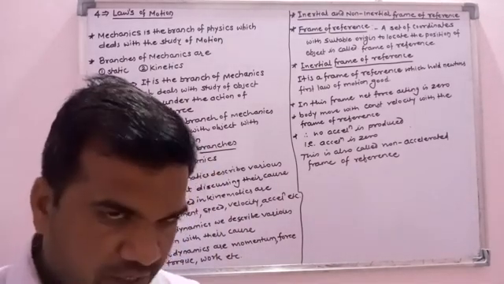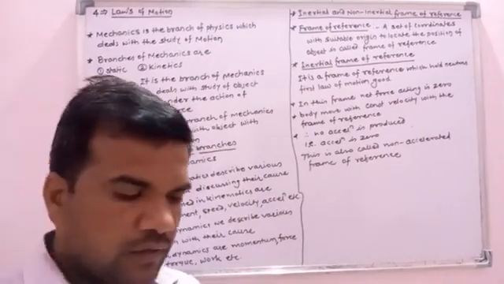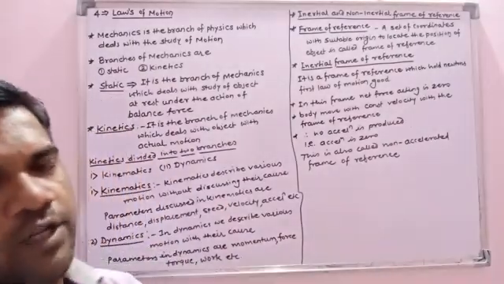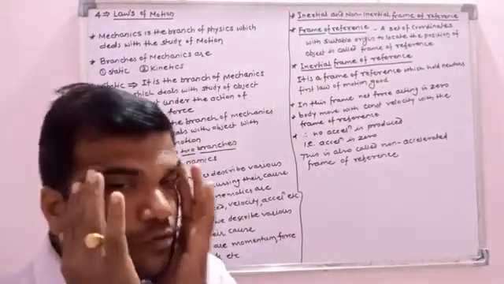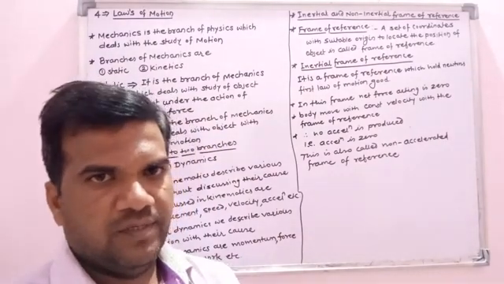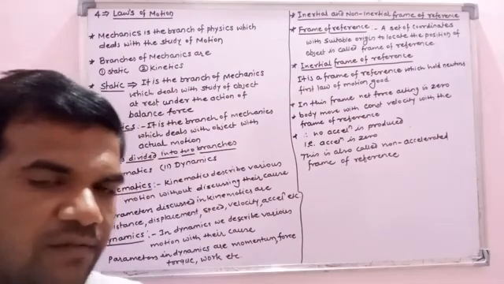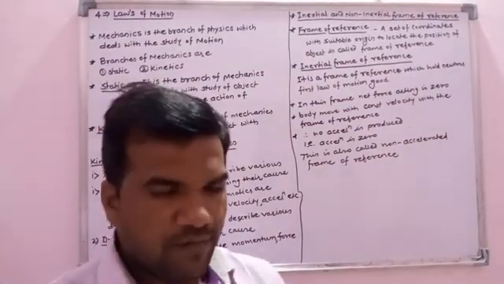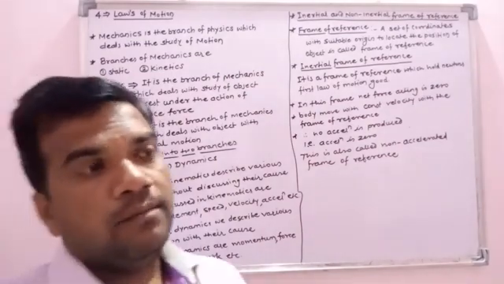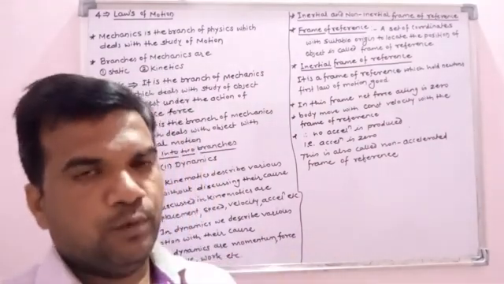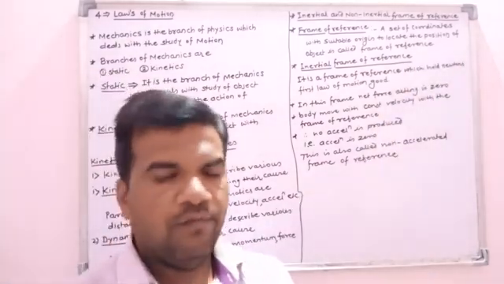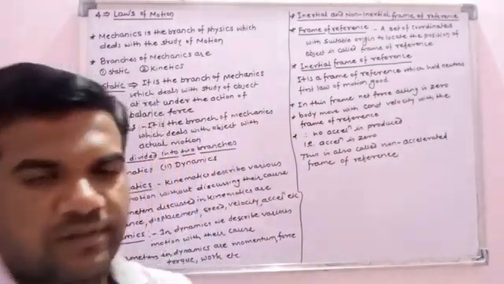Now after this we have to study the frame of reference, the inertial frame of reference and the non-inertial frame of reference. So the question is, what is a frame of reference, or how can you define the frame of reference? Frame of reference has two words, frame and reference. Whenever we have to locate or describe our position, we require some reference point.